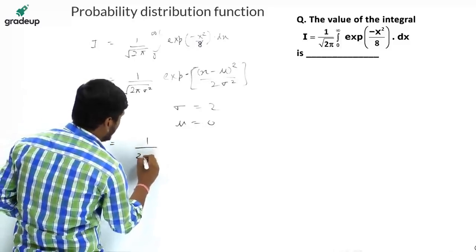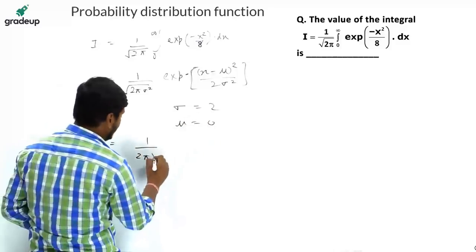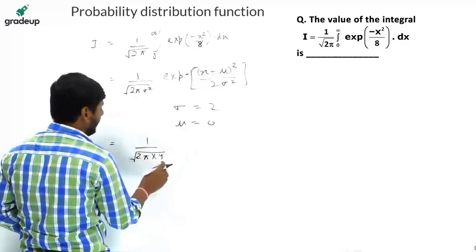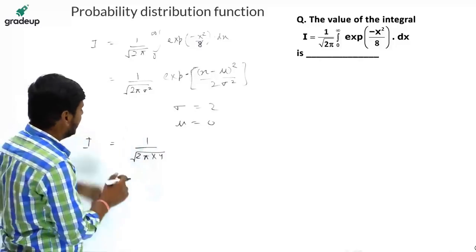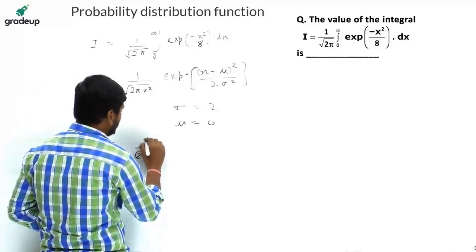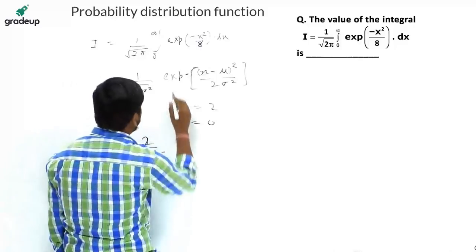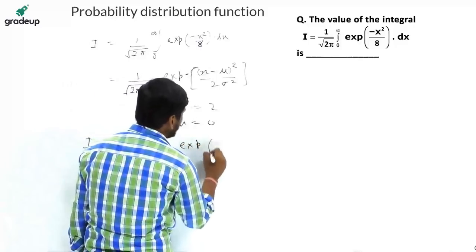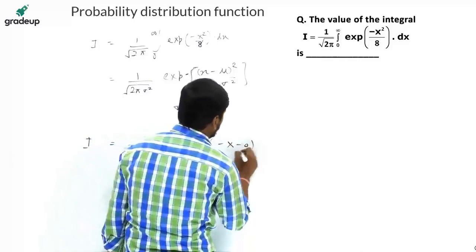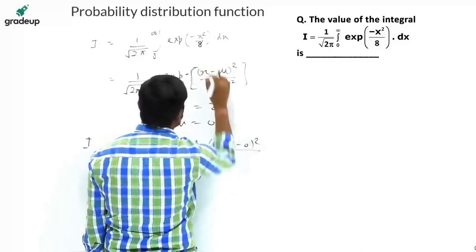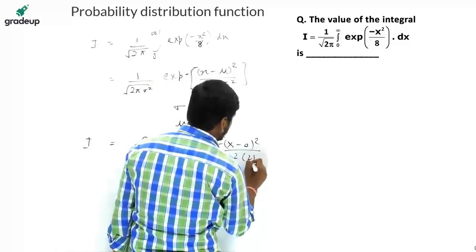2 pi, sigma square will be 4, so 1 divided by 2 pi into 4. If I am dividing by 4, then in the numerator also there will be under root 4, so under root 4 is 2 only. And exponential minus x minus 0 whole square divided by 2 into 2 square.